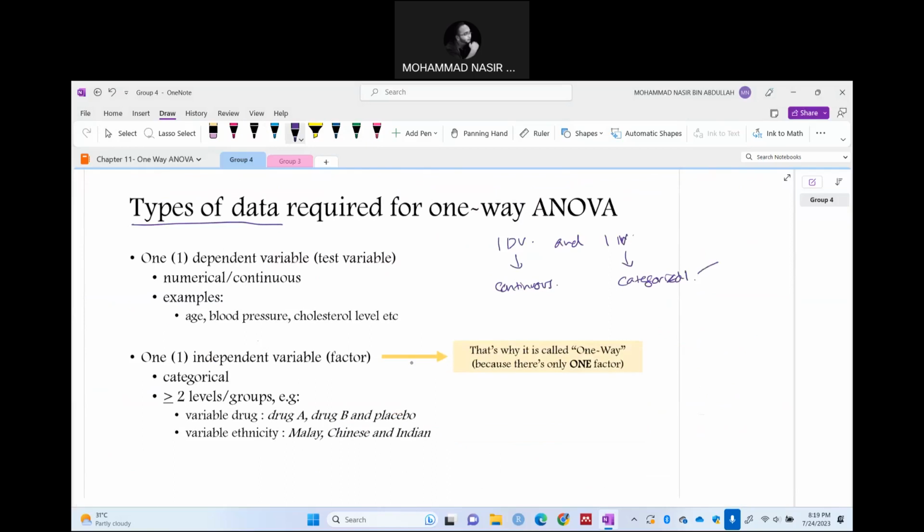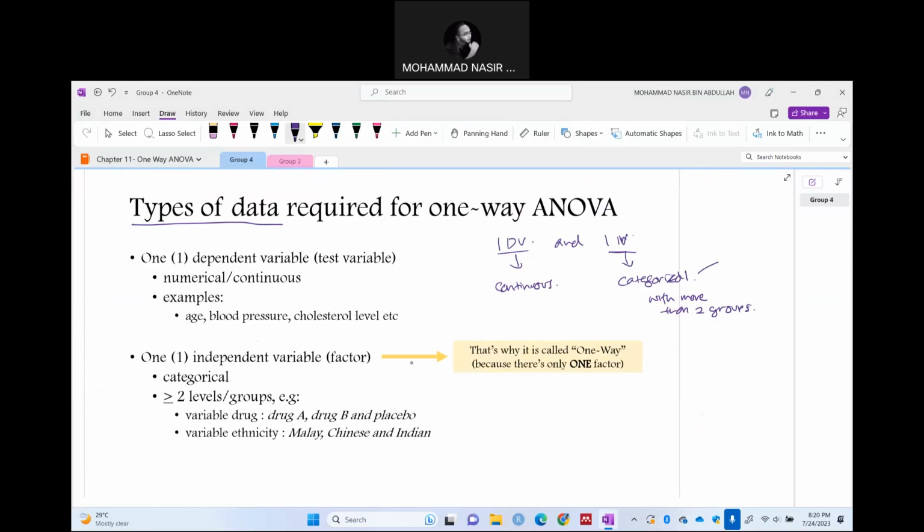Categorical data with more than two groups, right? So if you have only two groups, we should use independent sample t-test as we have already learned in chapter number 8. But in this chapter, one-way ANOVA requires one dependent variable and one independent variable, same as the requirement in chapter number 8, right? Chapter number 8, t-test, also requires one dependent variable and one independent variable, right?